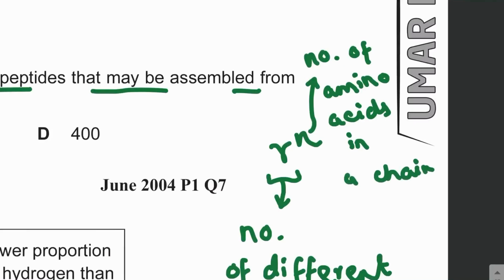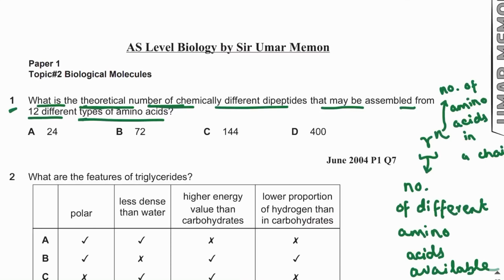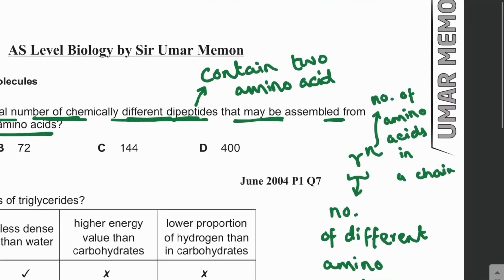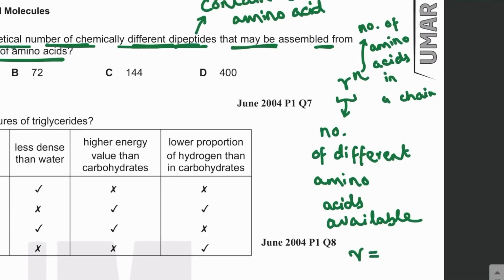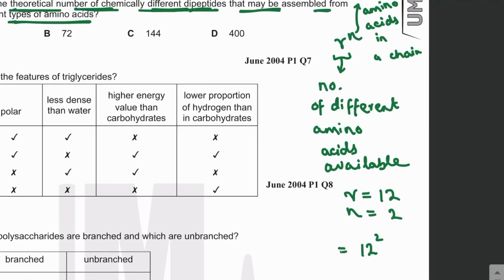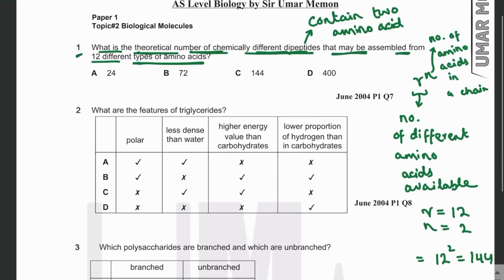So over here they're saying that what is the theoretical number of chemically different dipeptides. Dipeptides are the chains which contain two amino acids, right? So they are asking how many different dipeptides can be made or assembled from 12 different types of amino acids. So we have 12 different amino acids, which means r is equal to 12. And the number of amino acids in a chain is equal to 2, because this is a dipeptide. So the answer will be 12 raised to the power 2, that is 144. So the answer is C.